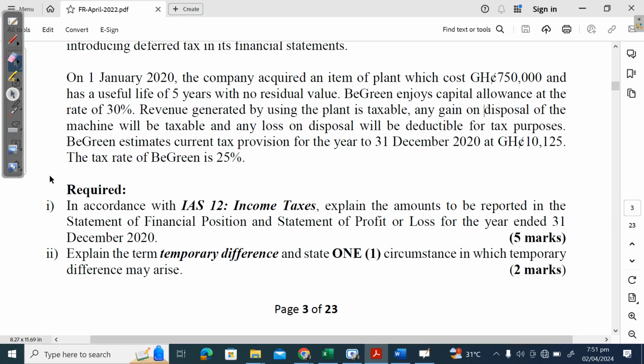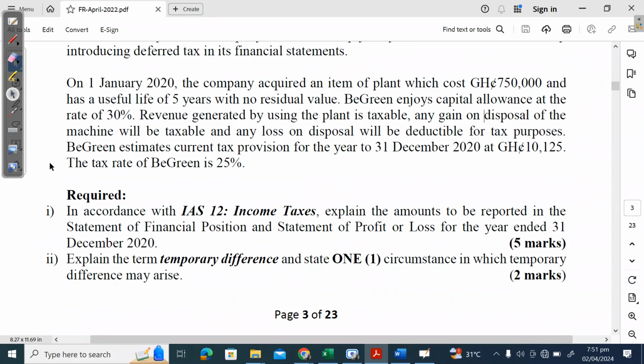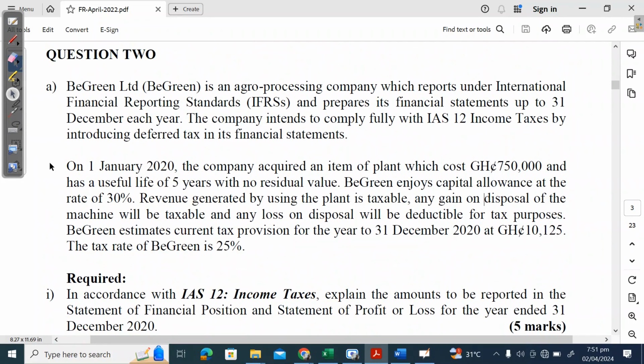So this is a company called Big Green and they report under IFRS and now they want to comply with the provisions of IAS 12 income taxes. They are faced with this accounting problem and we are supposed to use IAS 12 to solve this accounting problem that they are facing.